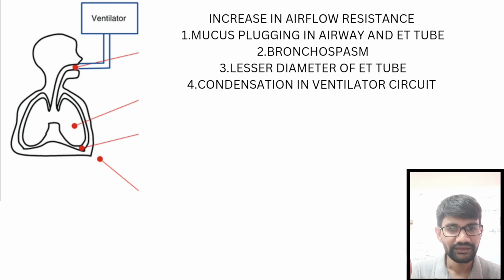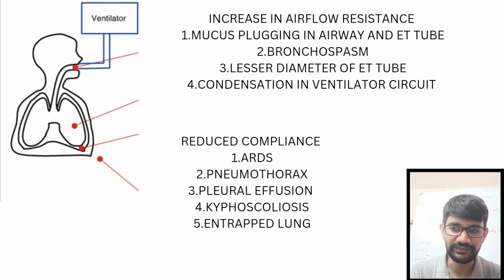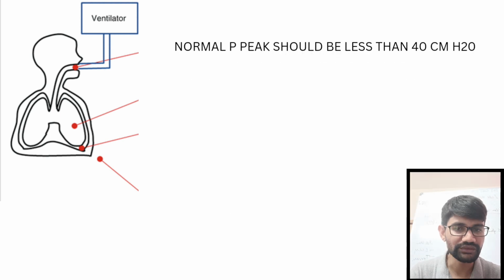Secondly, the elasticity of the lung and the chest wall, which can be affected by conditions like ARDS, pneumothorax, massive effusion, or kyphoscoliosis of the chest wall, or pleural thickening, or entrapment of the lung, as we say. All these conditions affect the elastic property of the lung, which indirectly affects the peak pressure. So normally we try to target the peak pressure to be less than 40 centimeter H2O. Anything above that is abnormal.